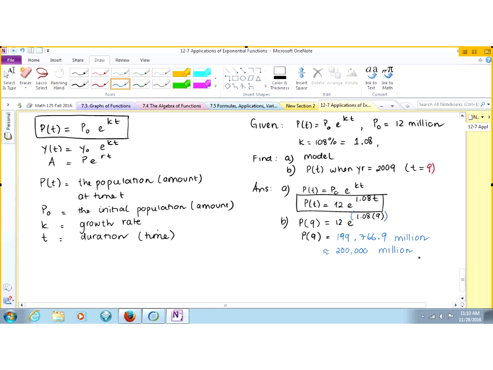Okay. Now, is it easy? So basically what you need to do is fill this out, the P0, and usually the K is given. Right? Okay. So let's do exponential decay. It's the same formula. If K is greater than 0, then we have an exponential growth. But if K is less than 0, then we have what is called exponential decay.